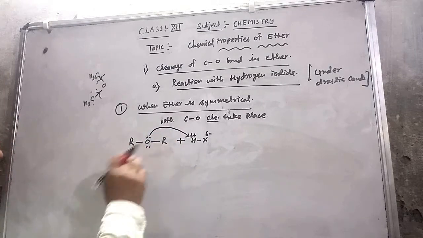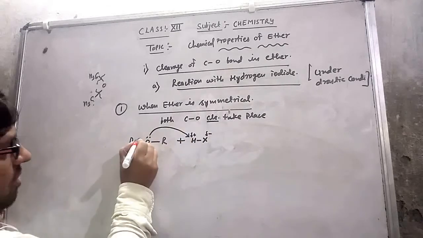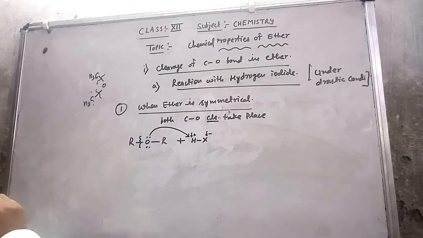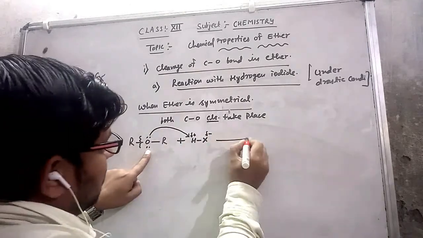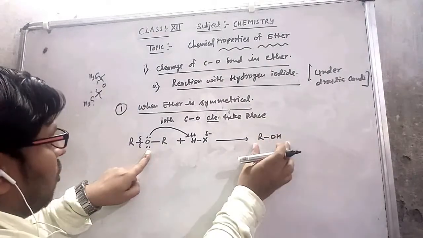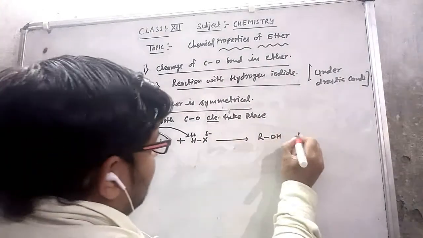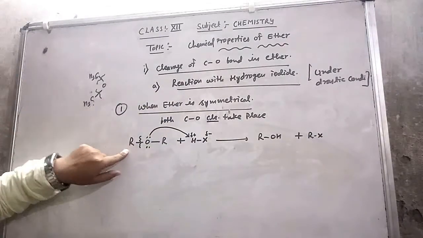The bond can be split from either side first, this one or this one, that is our choice. Suppose we split this carbon-oxygen bond. Now this OR reacts with H to give us ROH, which is the alcohol, and this R reacts with X to give us RX. So one carbon-oxygen bond has split here.